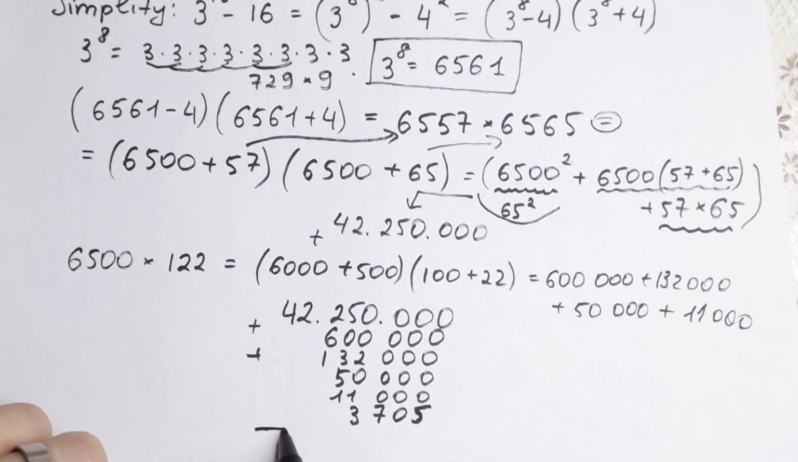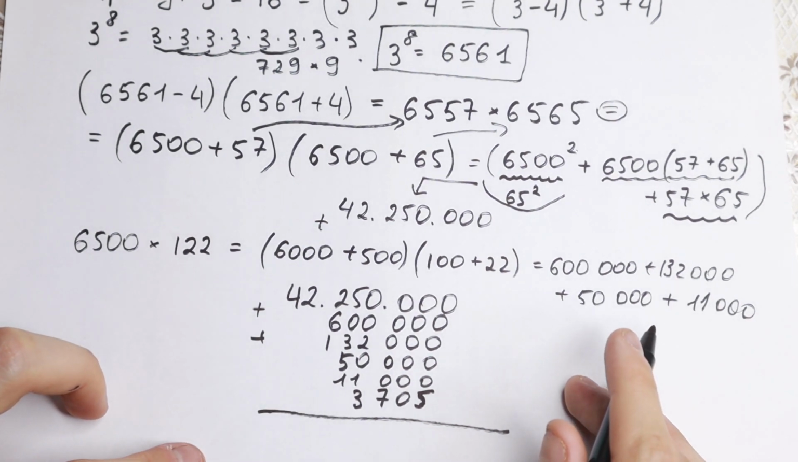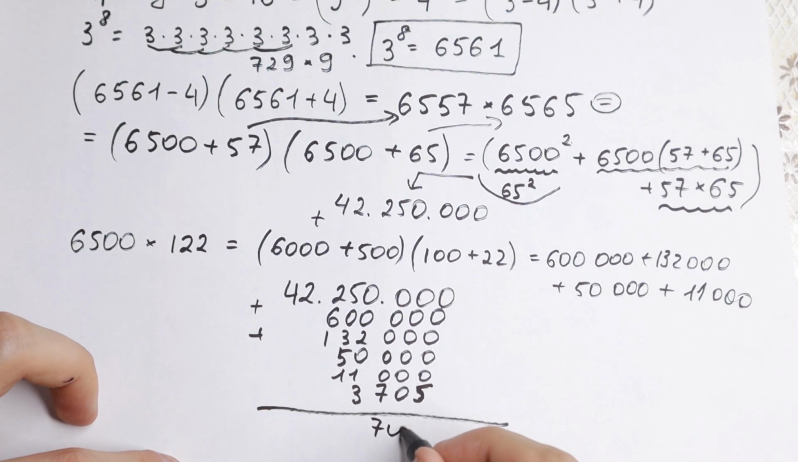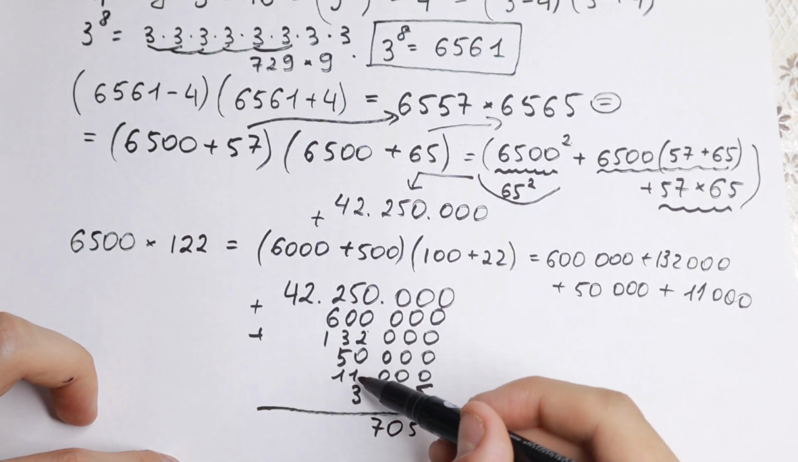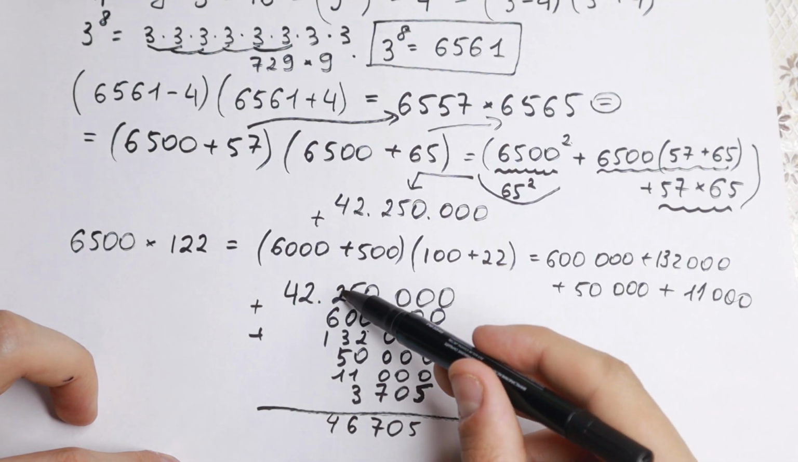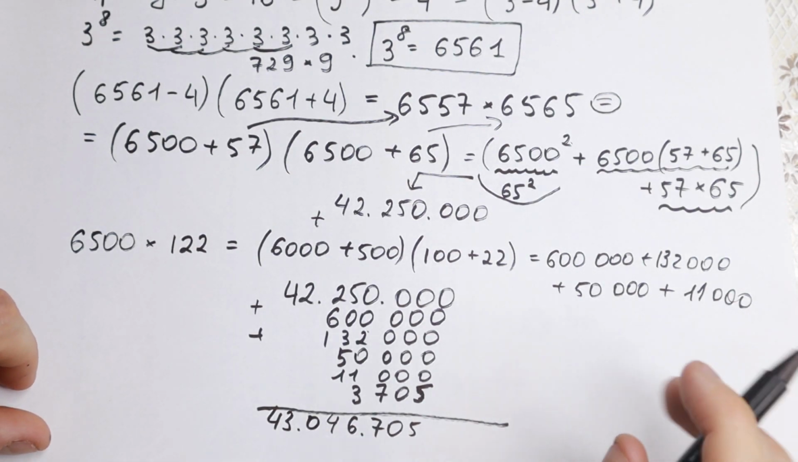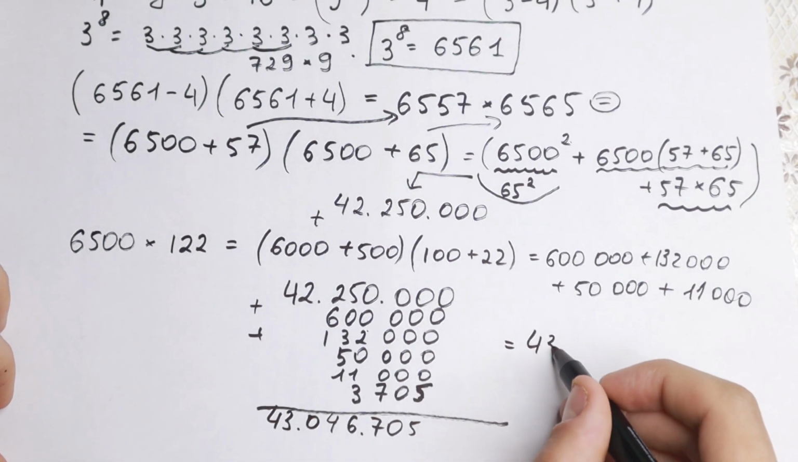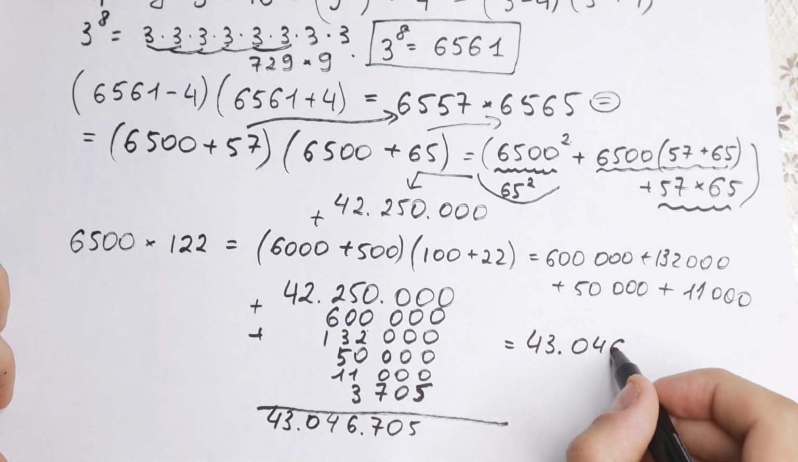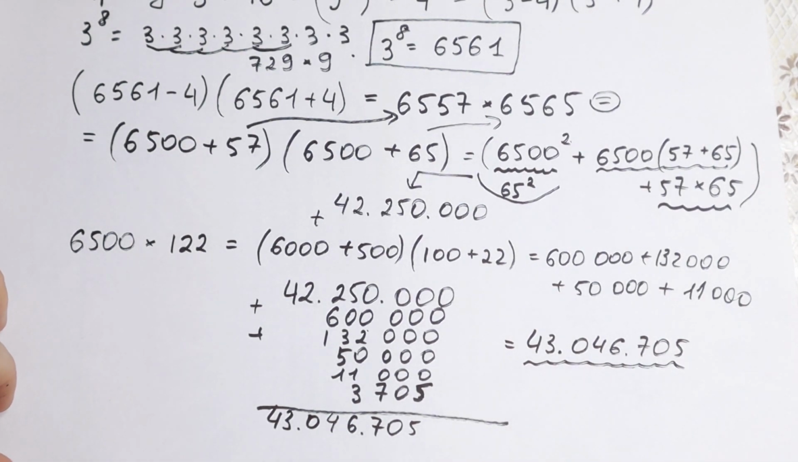So let's add all of this. In the end, as you can see, a lot of zeros. So we have 705 in the end. Right here, 213. We have 6. Right here we have 4 and 1 goes further. And right now we have 8, 9, 10. So as you can see, 0 and 9 go further, and 43. So this is our answer, equal to 43,046,705. This is our answer.